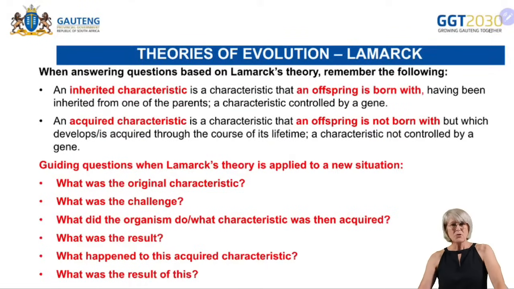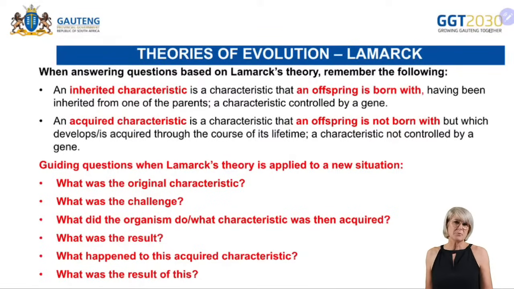Okay, so when you get asked a question on Lamarck's theory, the important thing is to determine whether the inherited characteristic is that of an offspring that was born with it, or is it an acquired characteristic? Is the scenario giving you an acquired characteristic where they say the individuals develop, so they're not born with it? So the guiding question when we look at Lamarck's theory is what was the original characteristic. Okay, so we need to determine that. Then we need to know what was the challenge. In other words, why did that characteristic change?